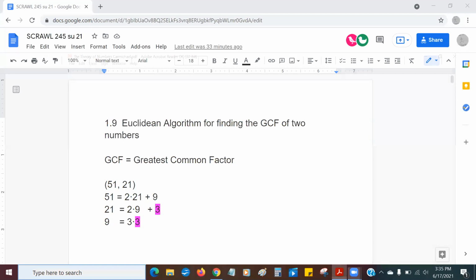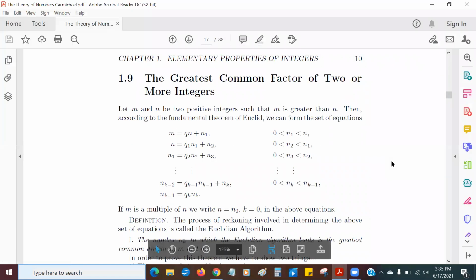Now the Euclidean algorithm. This is a method for finding the greatest common factor of two or more integers. Right now we're just going to do two integers. Greatest common factor, as you know, is the biggest number that goes into two other numbers.